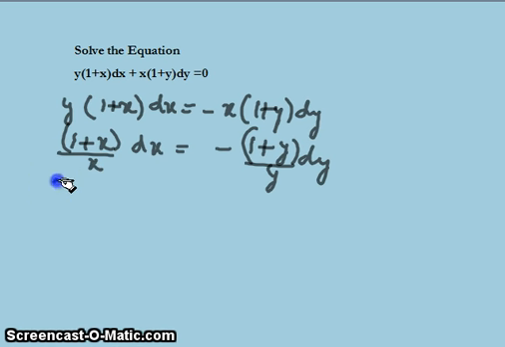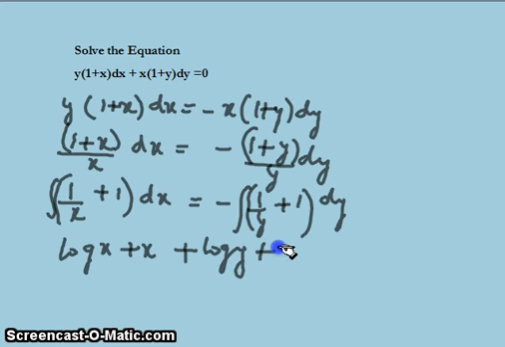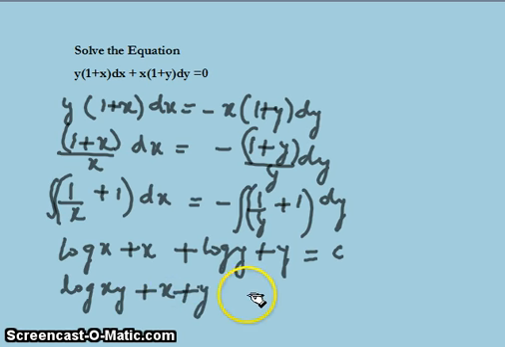The next step is to integrate these terms. Integrating, we have integral of (1 by x plus 1) dx equal to minus integral of (1 by y plus 1) dy. This gives us log x plus x plus log y plus y equal to c. Or we may rewrite this as log xy plus x plus y equal to c, where c is a constant.